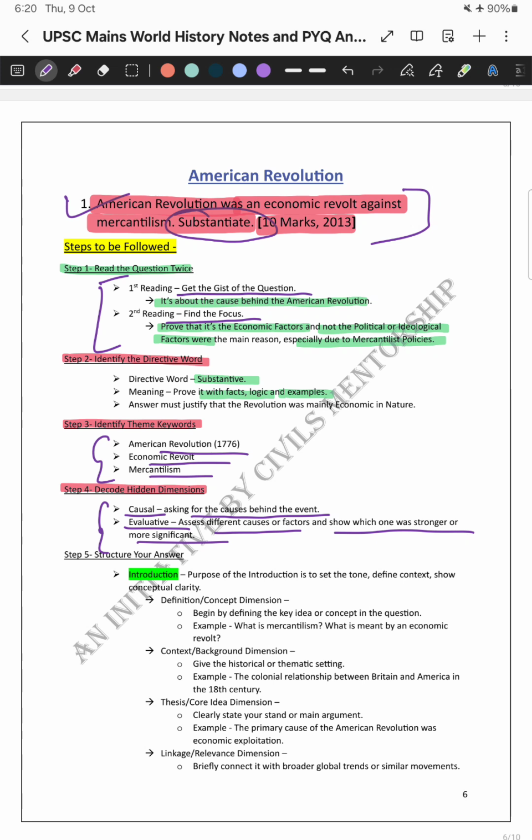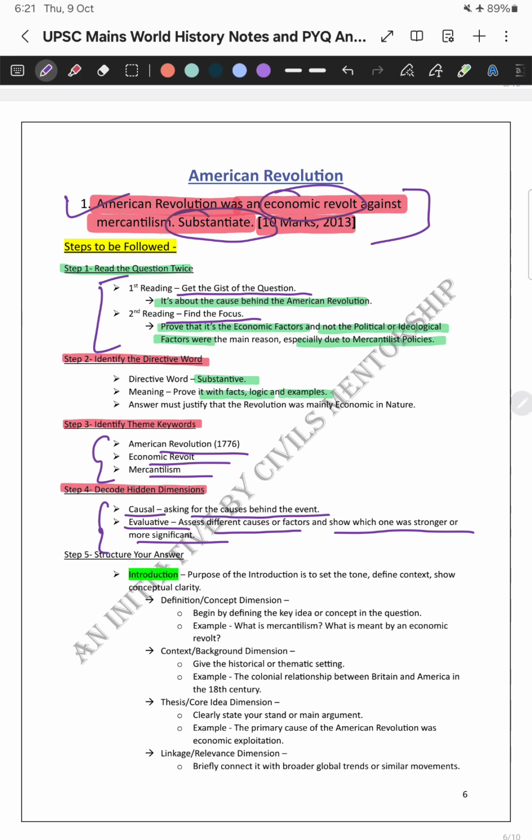Even though the question clearly focuses on the economic revolt, you must acknowledge other dimensions also briefly to show analytical maturity. It's not that your answer should be entirely based on economic revolt. Now, if you can prove in your answer why the economic factors were the main causes rather than the political or the ideological factors, then the examiner will think that the aspirant is aware of all the dimensions. Now, this was all about step 4.